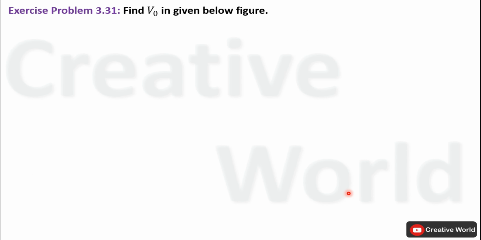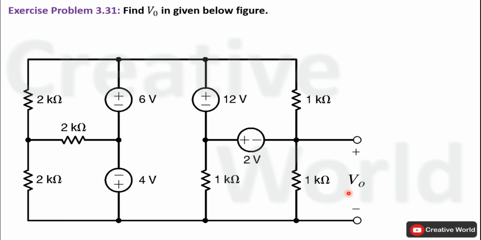Exercise problem number 3.31. Find the value of voltage V0 in the figure given below. This is the circuit diagram of the given problem. Inside this network, we have to find the value of voltage across this 1 kilo ohm resistance with this specific polarity.